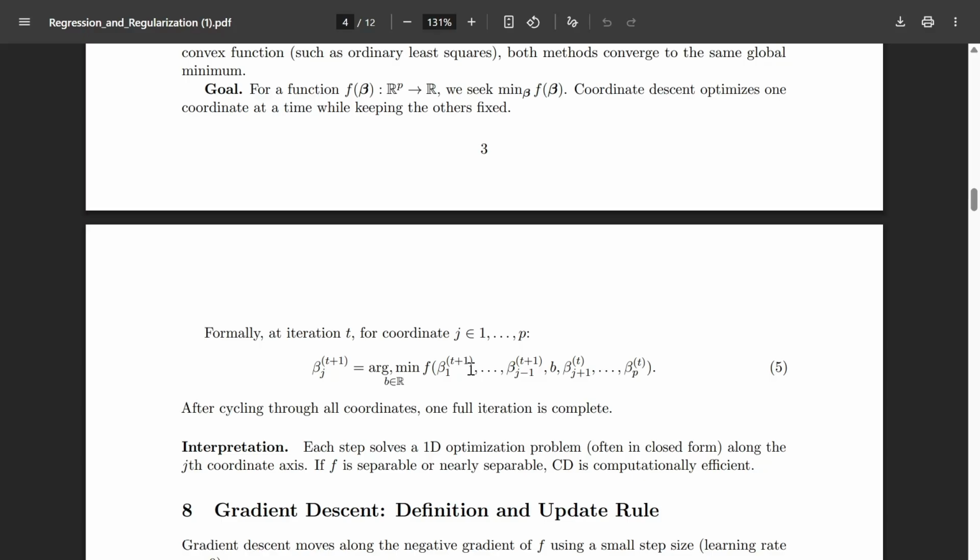Something clicks from the coordinate descent idea. What immediately clicks to me is that if all these parameters are independent of each other, then gradient descent and coordinate descent are supposed to give you the same result. Does that make sense?